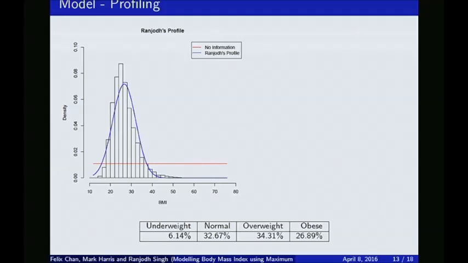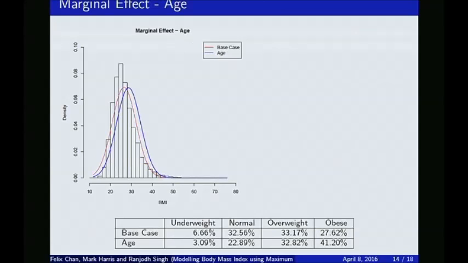But what's striking is that, for some reason, the chance of being underweight is really, really slim. But the chance of him being obese is relatively big. It's about 27%. Not as big as being overweight or normal, but it is substantially higher than being underweight.